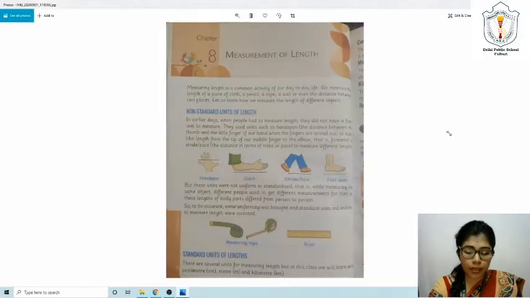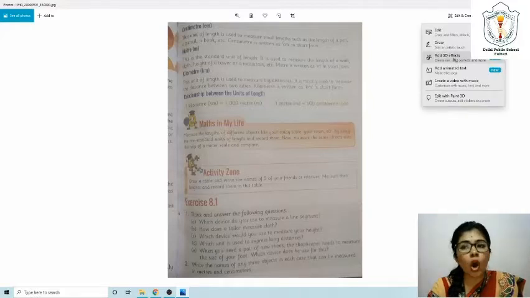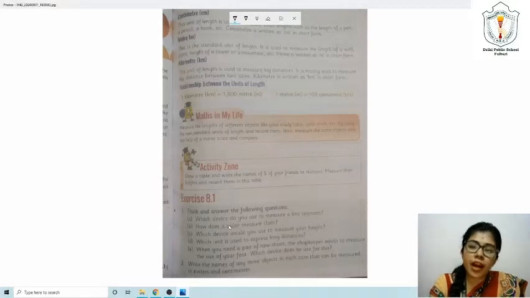Here is the exercise 8.1 in your book. I request you all to do the same in your book. So let us see what exercise 8.1 says. Think and answer the following questions. Which device do you use to measure a line segment? It is a ruler.